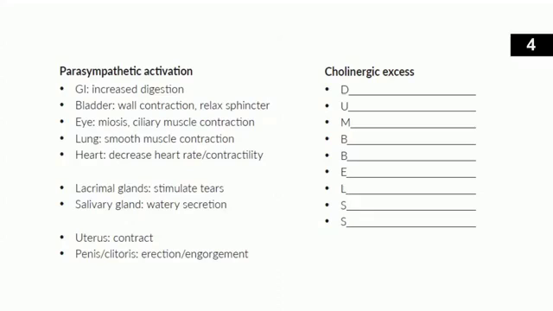Now, one way to remember excess cholinergic activation is with a mnemonic, DUMBBELSS. This has been used for years. So D-U-M-B-B-E-L-S-S. It's not exactly spelled correctly, but it gets the point through.